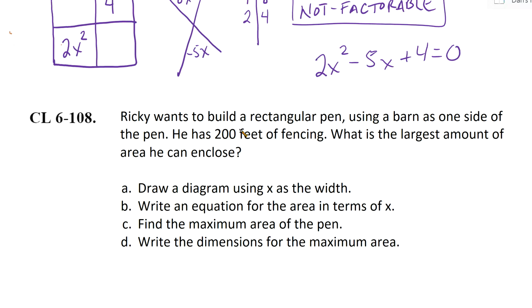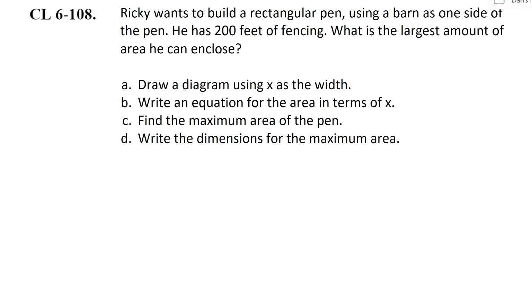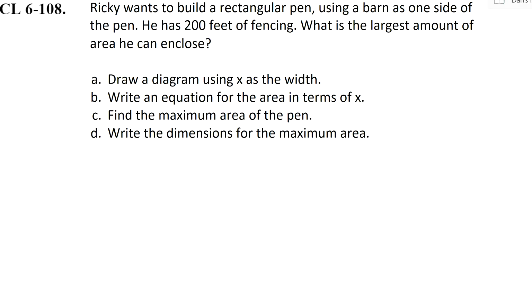Okay, here's your new problem. Ricky wants to build a rectangular pen. You don't need to write this whole question down. I would write down these components: rectangular pen, using the barn on one side, that is really a squiggly line, and 200 feet of fencing.